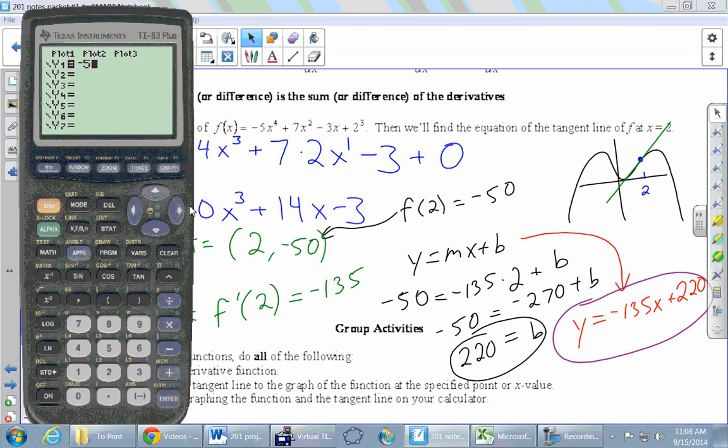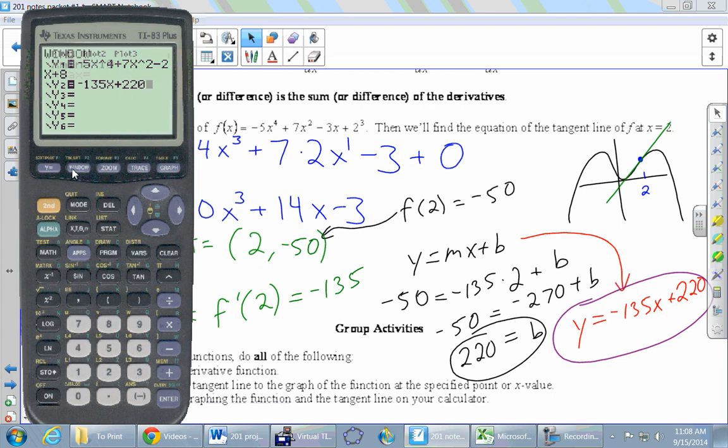So I'm going to graph both the original equation and the tangent line. Minus 2x, oops, minus 2x, and then plus, I'll just write it as 8. Okay, so there's the original. And then down here, we're going to graph the equation that we just found, negative 135x plus 220. Now, I'm going to think a little bit before I hit graph. I want to talk about the window. Everybody okay with what we're graphing here?